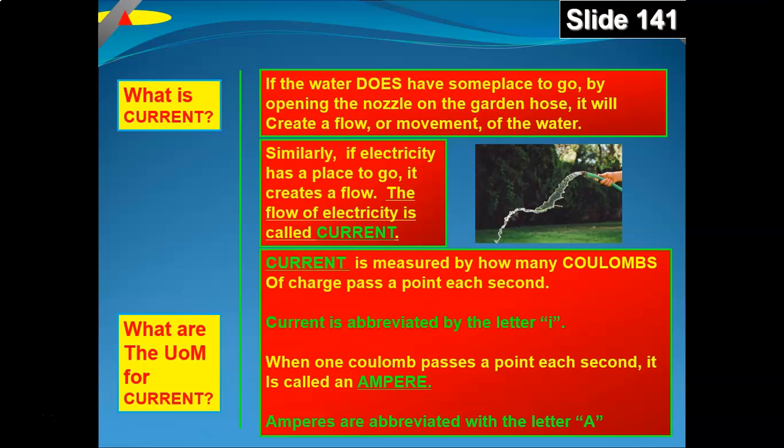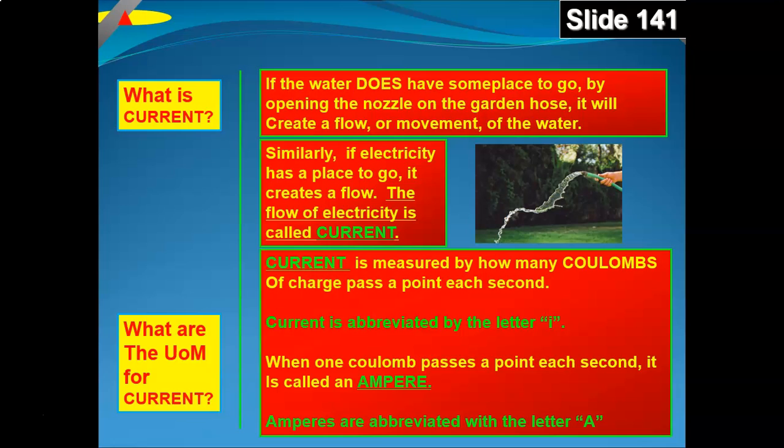So what is current? If the water does have someplace to go by opening the nozzle on the garden hose, it will create a flow or movement of the water. So similarly, if electricity has a place to go, it creates a flow. The flow of electricity is called a current.